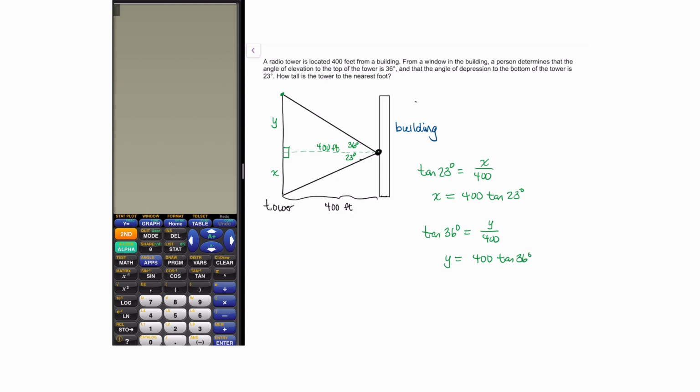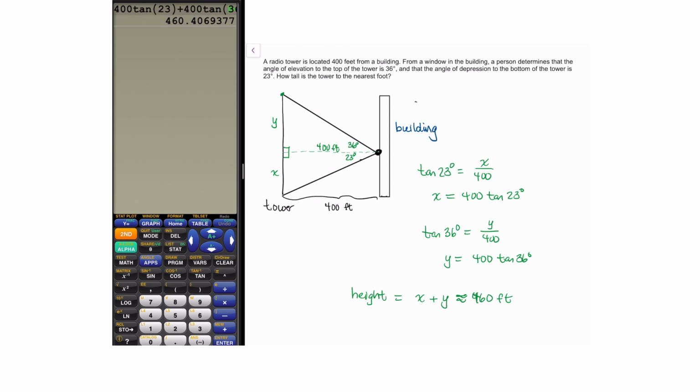That means that the height of the tower is x plus y. So height is equal to x plus y. I'm going to type into my calculator 400 tangent of 23. My calculator is in degree mode, which means it's going to treat 23 as degree measure, plus 400 tangent 36. I hit enter, and that means that the tower is, to the nearest foot, 460 feet tall. Pretty tall.